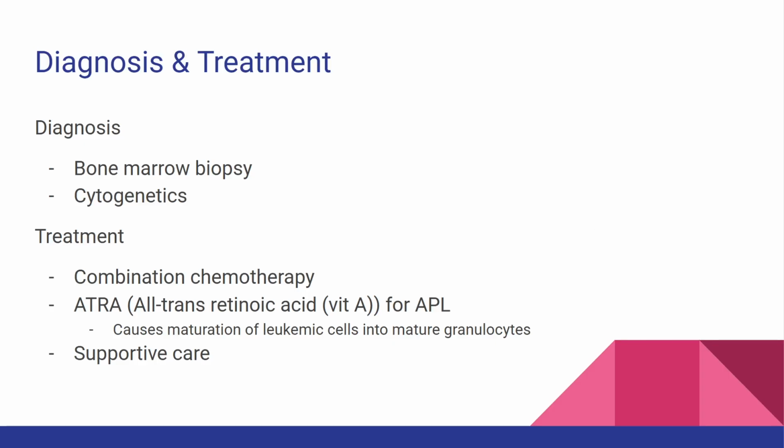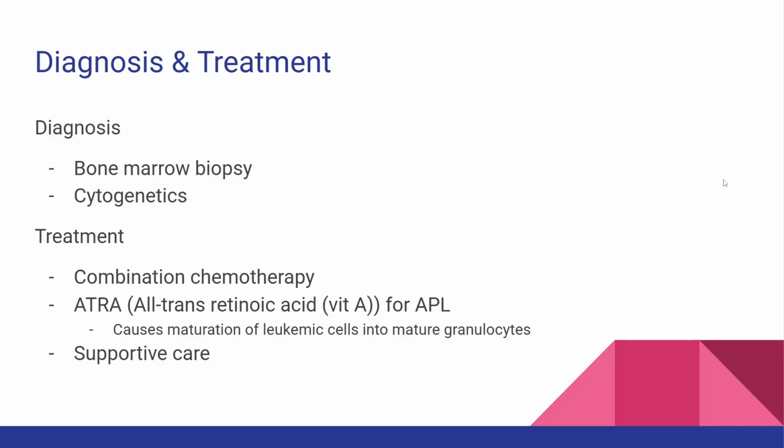Diagnosis and treatment. AML is confirmed with bone marrow biopsy, and it usually shows more than 20% myeloblasts. So on the exam, if they give you any question that says this patient has 30% or 50% blasts, you should be thinking of AML.